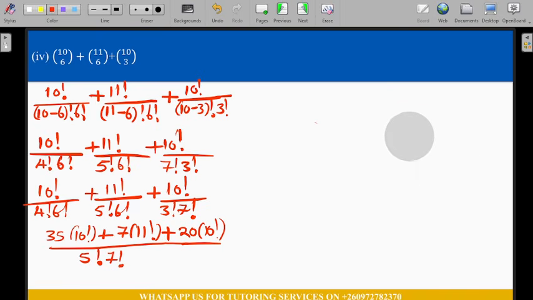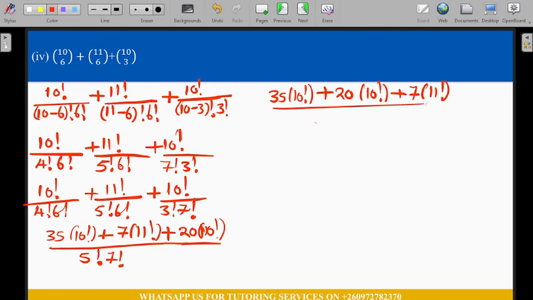So once we reach here now, the next thing is to collect the like terms. On top there is 10 factorial, and here also 10 factorial. So we'll collect the like terms. So now we have 35 times 10 factorial, plus 20 times 10 factorial, plus 7 times 11 factorial, so we say over 5 factorial 7 factorial. That's what you say here.